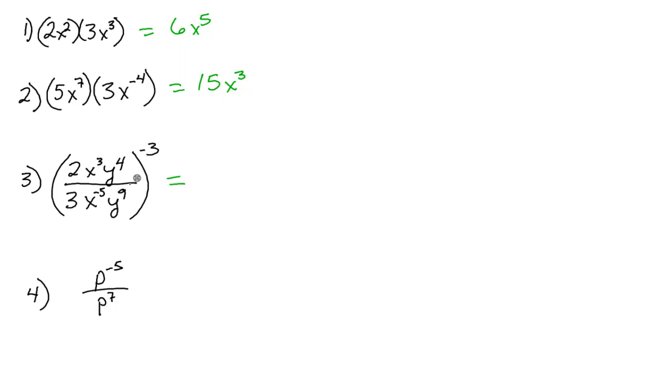Ooh, look at this ugly big one here. This is going to take us a little bit of space. This negative 3 power goes to everything. Let's do that piece at a time. 2 to the negative 3, x to the negative 9. Notice we're taking a power to a power, which means we are multiplying them. So when this goes to everything in here, when it hits an exponent, it will multiply it. And y to the negative 12 over 3 to the negative 3, x to the positive 15, and y to the negative 27.